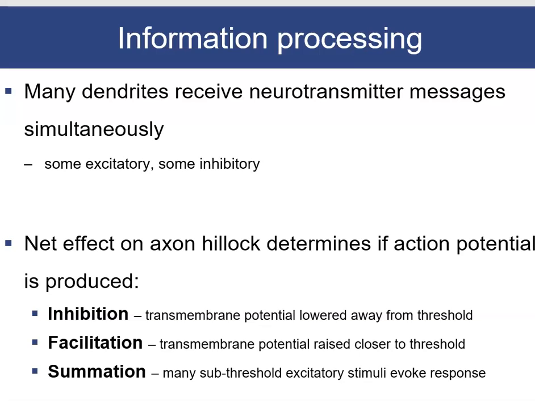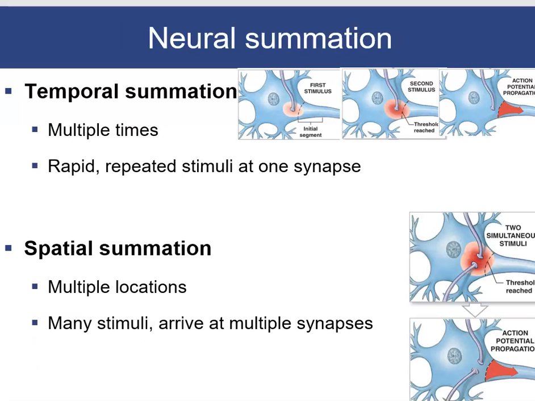One way our neurons reach an action potential is through a process called summation. Here, many of these sub-threshold excitatory stimuli can be summed up or added together to push it up to that -50. There are two ways for summation.